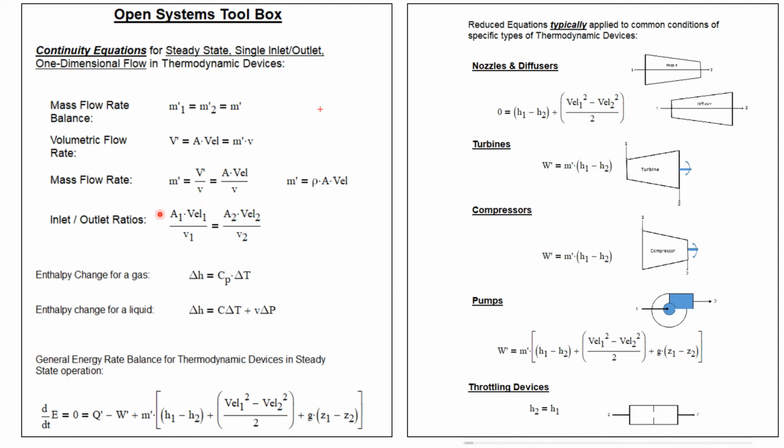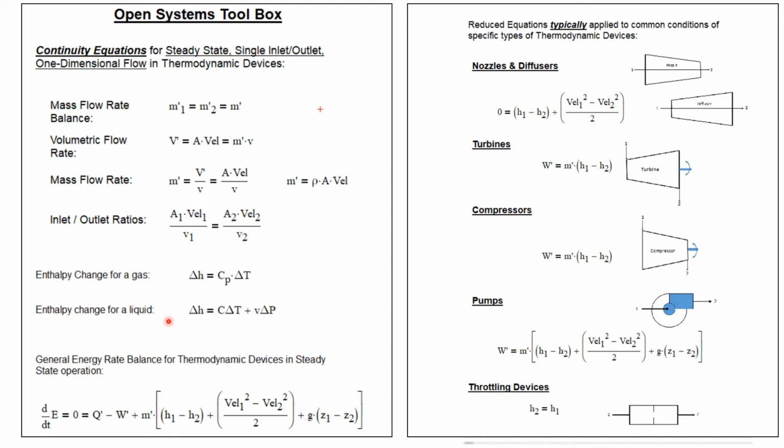So the area at state 1 times the velocity at state 1 divided by the specific volume of state 1 is equal to the area at state 2 times the velocity at state 2 divided by the specific volume at state 2. Now, we've seen this before, that the enthalpy change for gas, and this will be specific enthalpy, is just C sub P delta T, and that is for a gas. But when we're dealing with liquids or solids, we have a different equation.